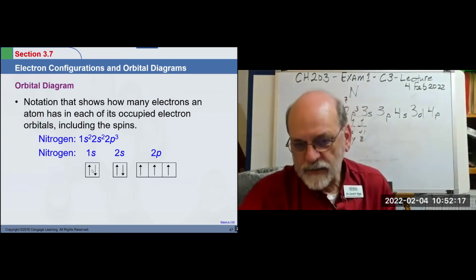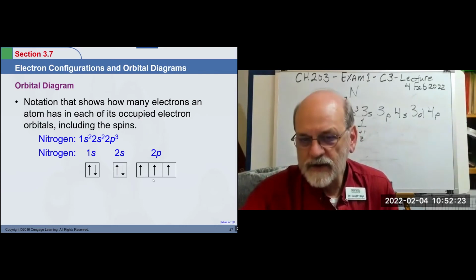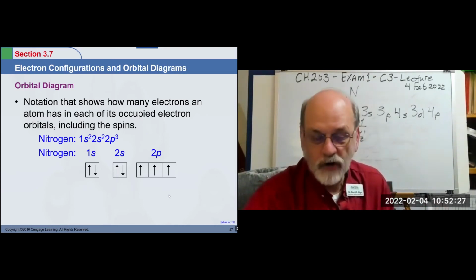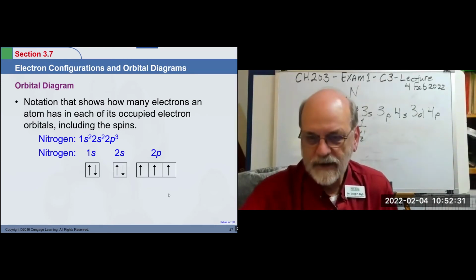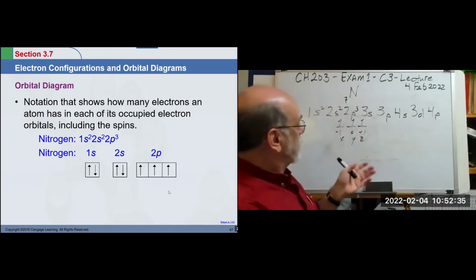Okay, so we got spin up, spin down, +1/2, -1/2, +1/2, -1/2, then +1/2, +1/2, +1/2, and you're done. That's all your electrons. You've got nothing more to put in there. That's nitrogen, neutral nitrogen.